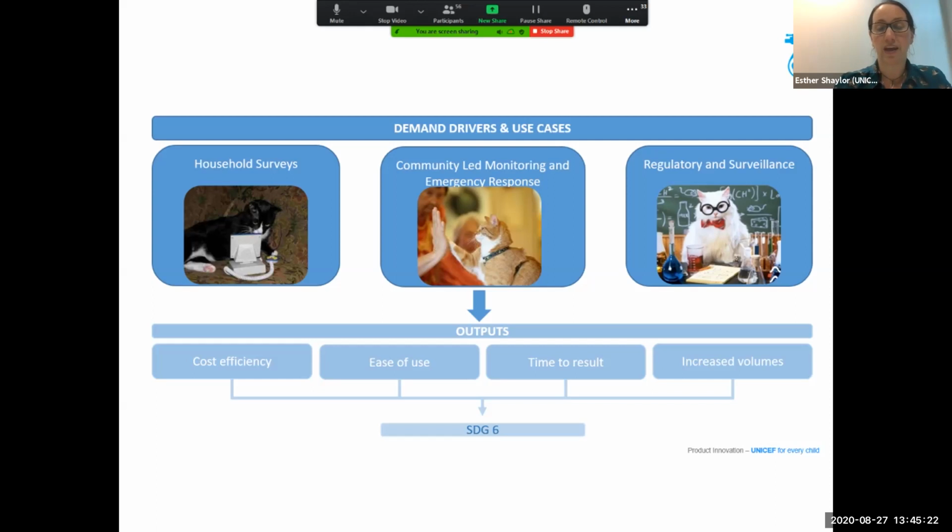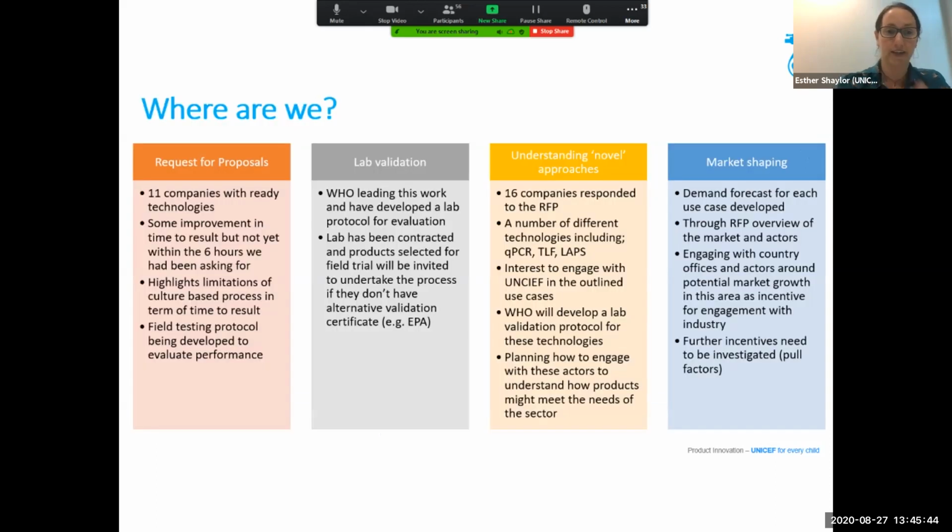And we have done a lot of market analysis, and if we can have products that are cost efficient, easy to use, give us quick results, we can get increased volumes of testing being undertaken and hopefully reach the goals of SDG 6 a lot faster. So where are we with this? Next slide, please, Rob. So what have we done?